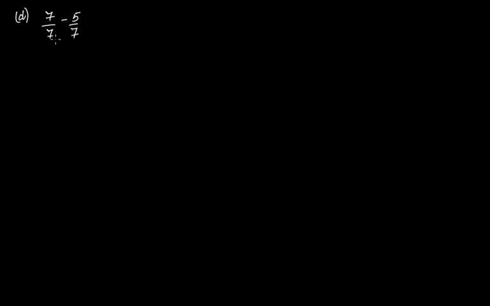The fourth one is 7 by 7 minus 5 by 7, very simple. The first step is what? You write the denominator, 7. The second step is what? You simply subtract the numerators. So 7 minus 5 is what? 2 divided by 7. This is your answer. Okay.